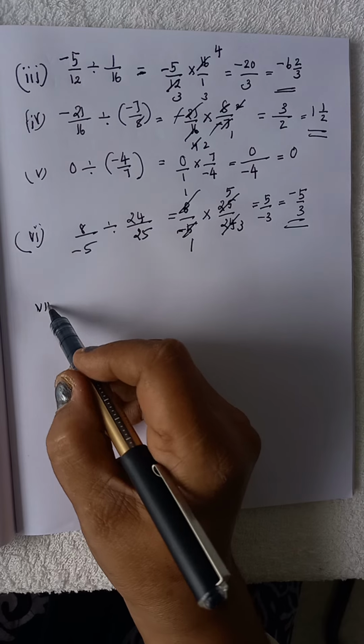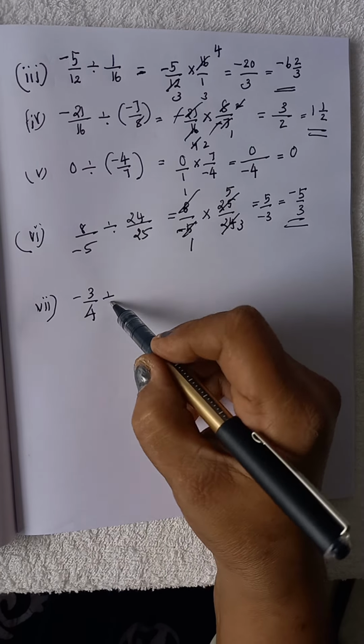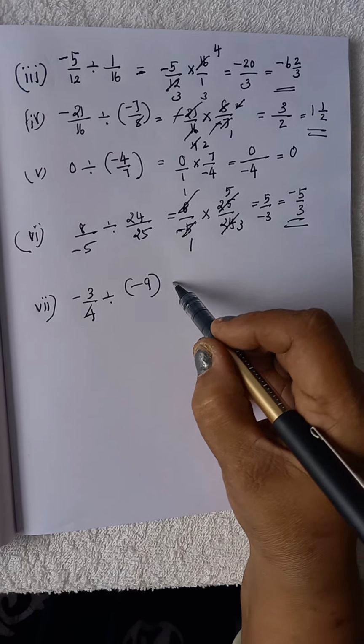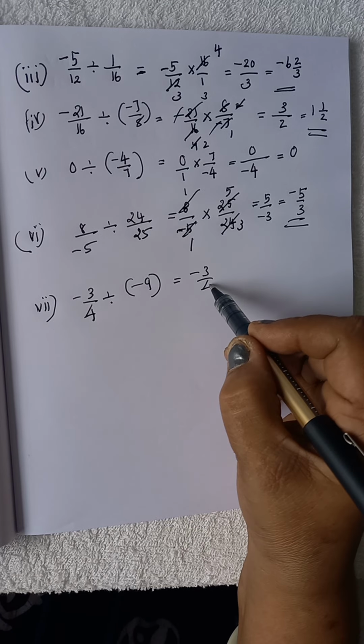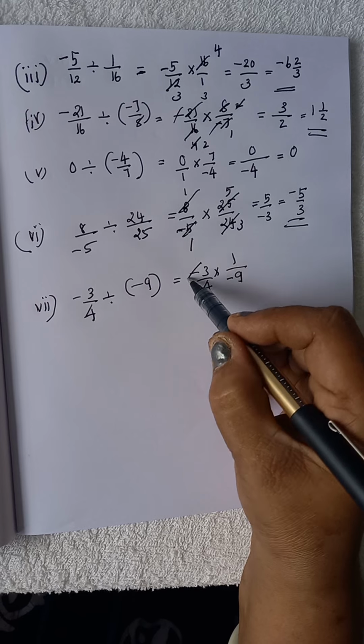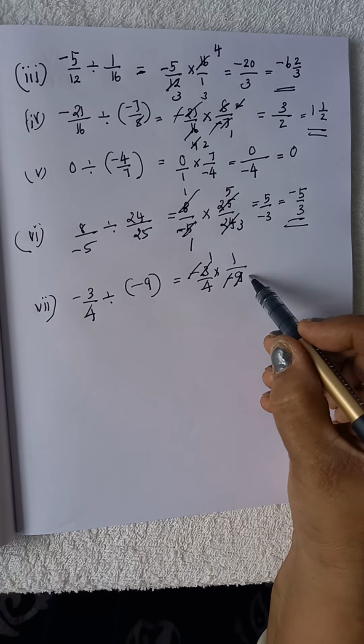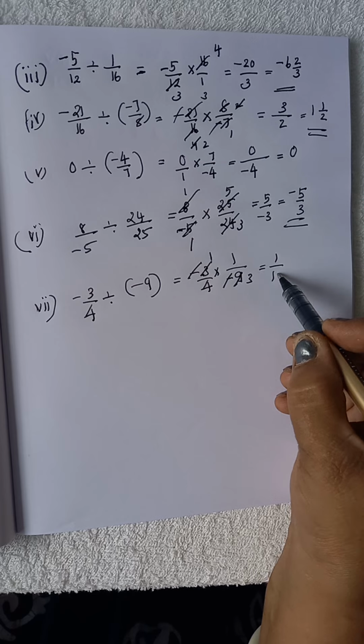Now the seventh question is minus 3 by 4 divided by minus 9. That is equal to minus 3 by 4 into 1 by minus 9. So minus can be cancelled, 3 and 9 can be cancelled, 1 and 3. So that is equal to 1 by 12.